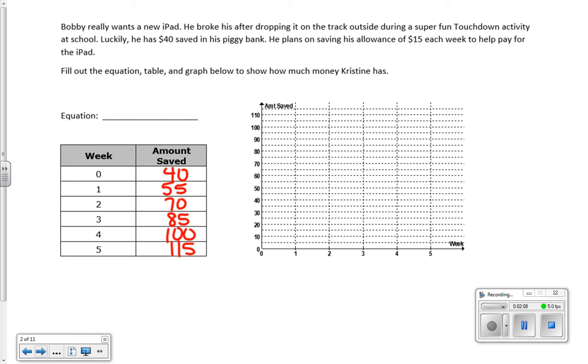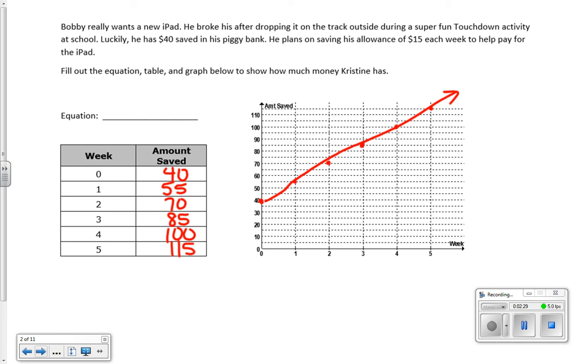Okay, we'll put it on our graph. At week 0, he's actually up here at 40. Week 1, he'll be at 55. Week 2, he'll be at 70. Week 3, 85. And week 4, 100. And then 115. Again, connect with a line. Sorry, my smart board's off. And we can now see his.